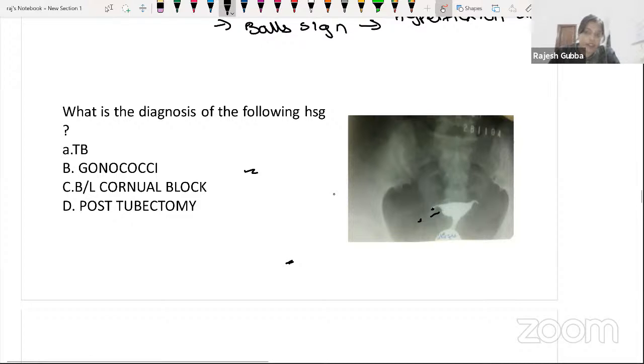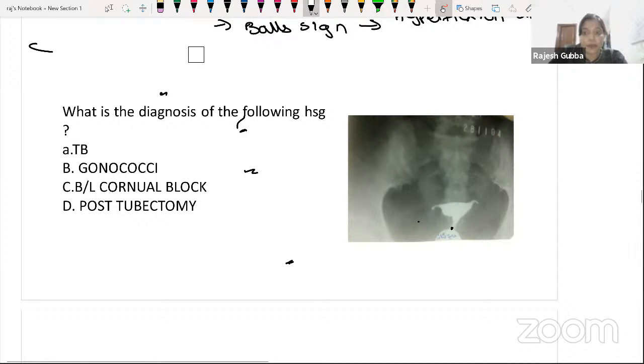So this is an image of HSG. Cervix is normal. Uterus is also normal. It is showing pear shape. And then I have fallopian tubes. Is there normal spillage of the dye in the fallopian tubes?